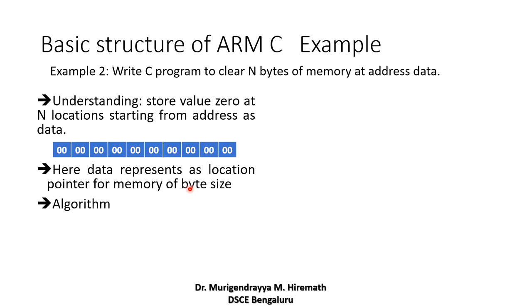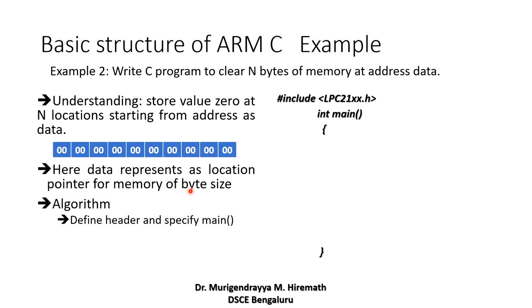Then the logic is, we understood the logic, and the algorithm for this program is: define the header and main function, and then specify the pointer for the location with its starting address. That pointer itself is specifying the starting address of the location where you have to store. One more point we should understand: the question is n bytes, 8 bits, which means each location has the capability to store an 8 bit value.